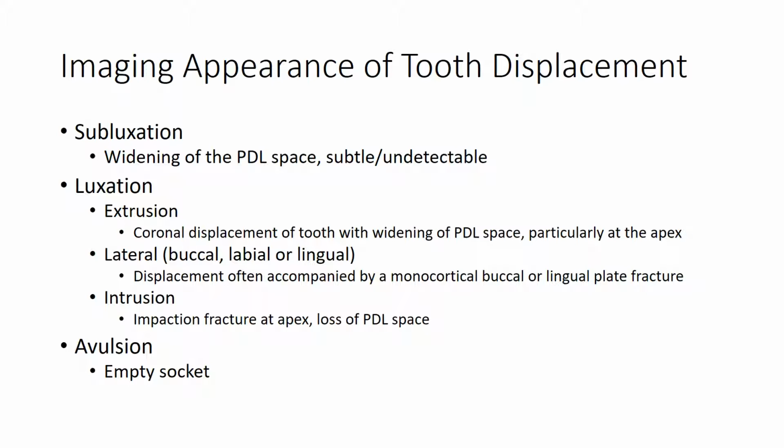A lateral luxation, which it says lateral, but it means it can be in any direction, buccal, labial, lingual, and you'll see a displacement of the tooth as well as usually a monocortical buccal or lingual plate fracture that allows the tooth to move in that direction. And then intrusion, you'll see impaction fracture at the apex, and you'll really see a loss of periodontal ligament space around the apex. And then, of course, with an avulsion, you'll see an empty socket.